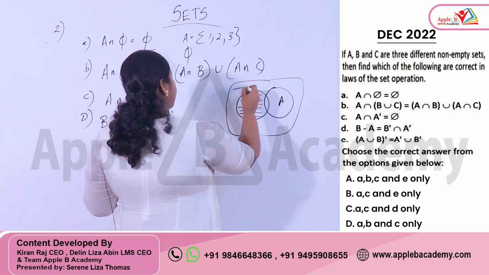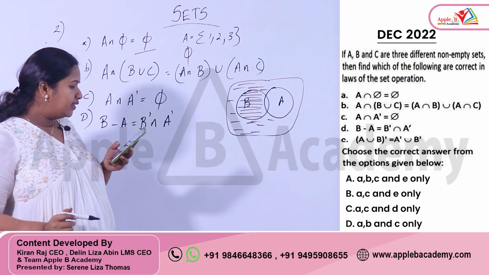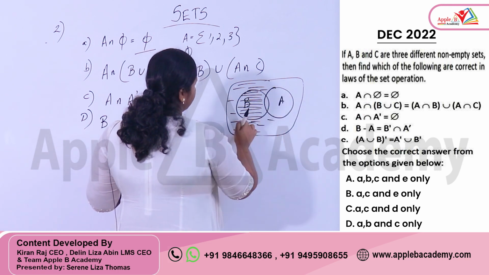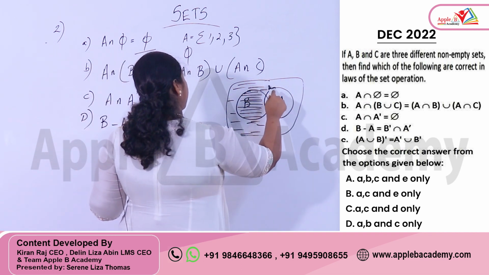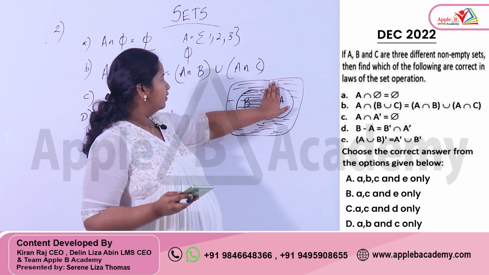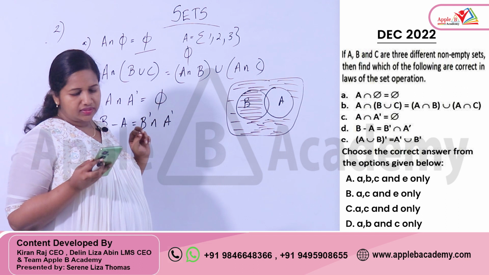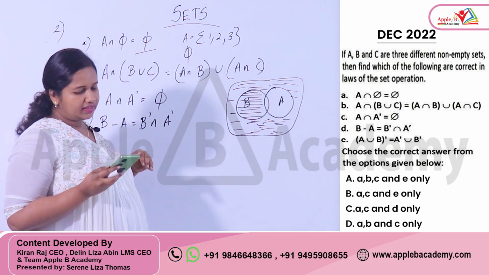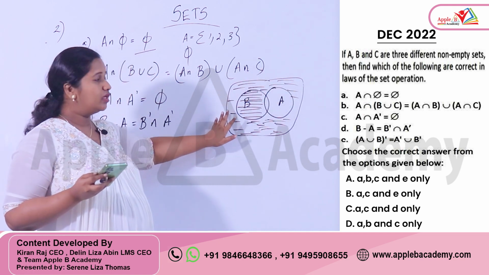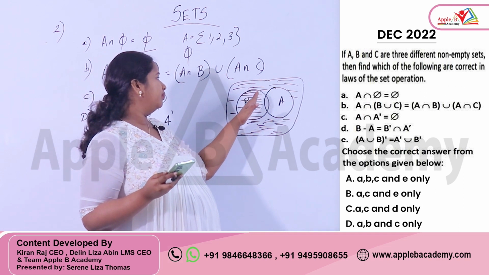Okay, so this entire portion is B complement, including A, and A complement is everything except A. B complement is everything except B. So it's stated here B minus A is B complement intersection A complement. That is not true because this outer portion is common for both B complement and A complement. So that is not true because we need to get this shaded portion.